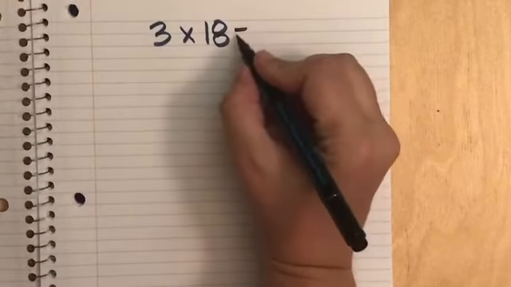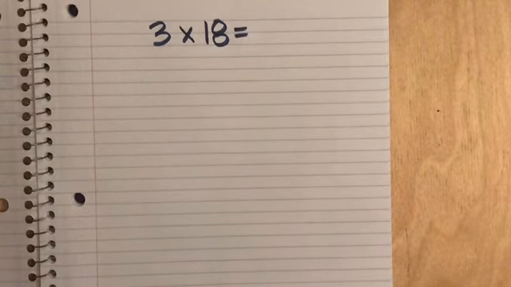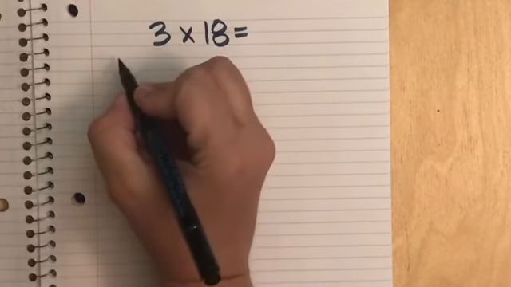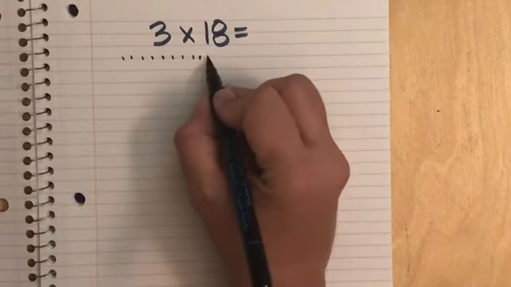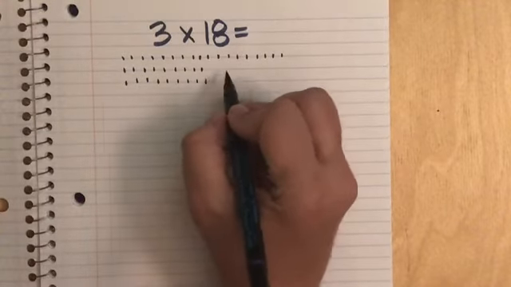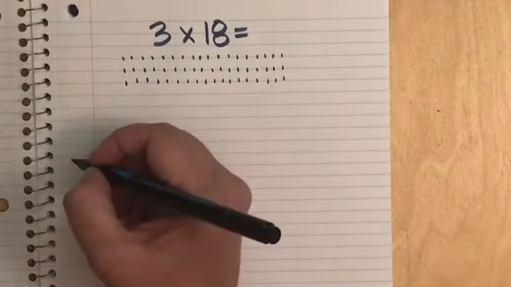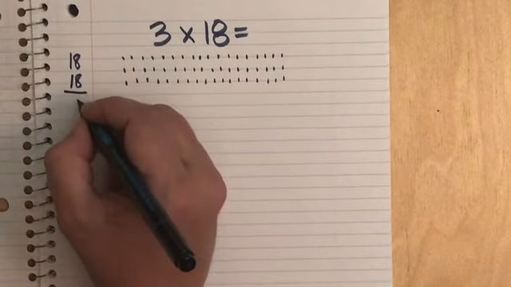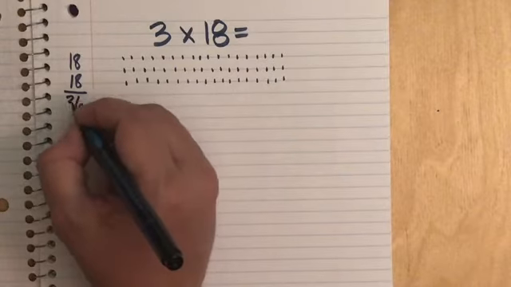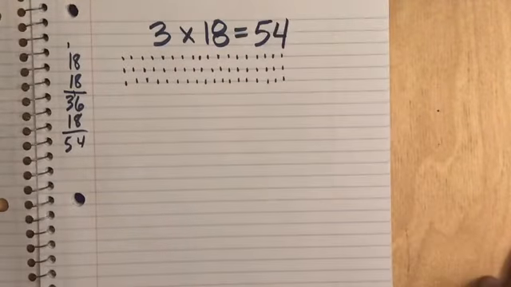Our next problem is 3 times 18. Will you please draw your array for this, figure out the answer, and write your answer on the paper. Press pause and press play when you're done. All right, you guys should have gotten 3 times 18 is 54.